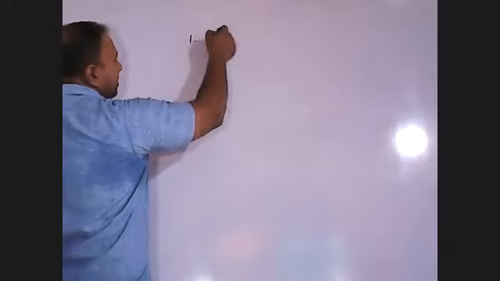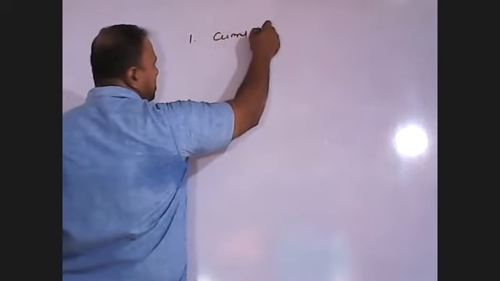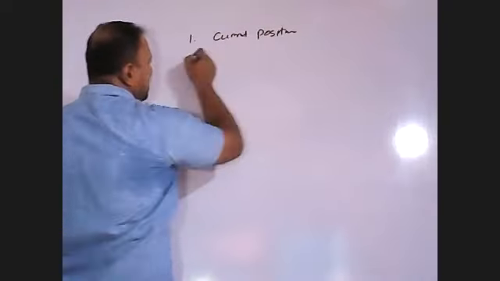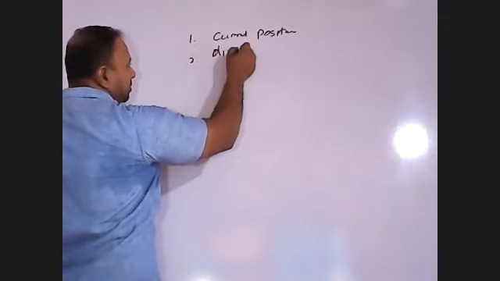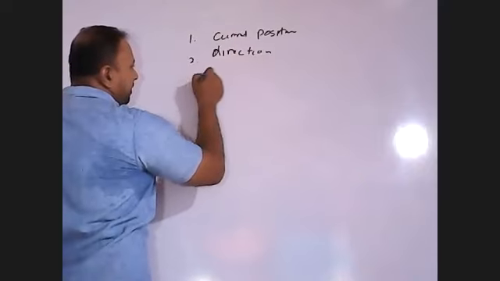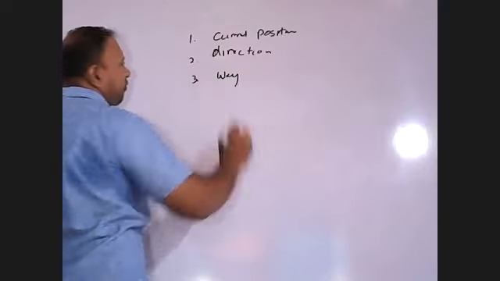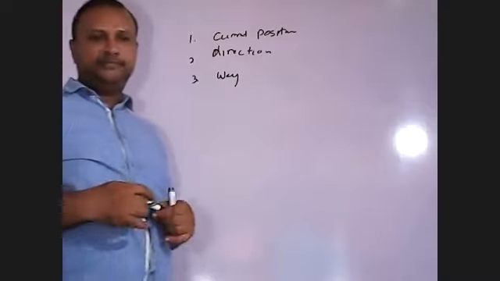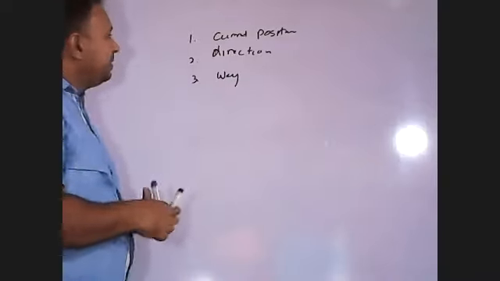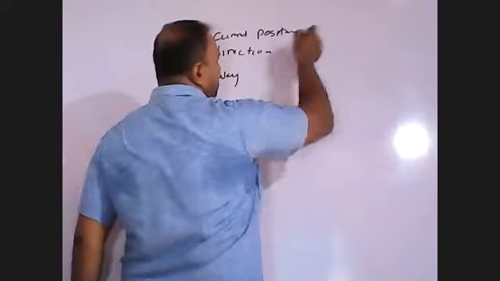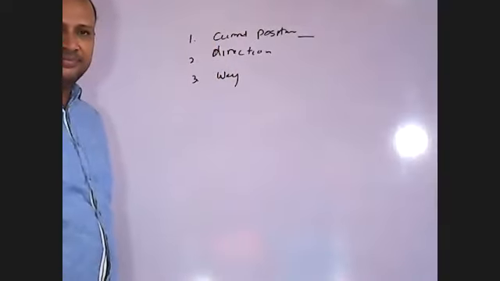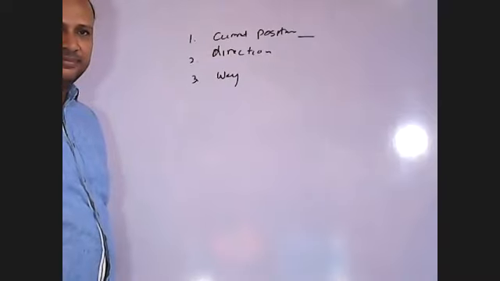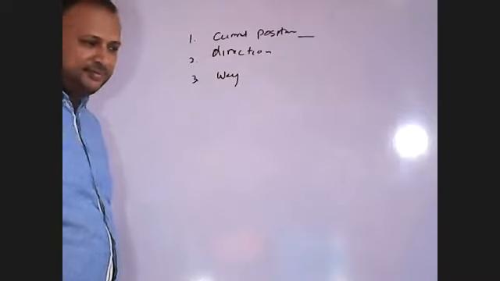So what are the three factors? First one is current position. Second one is the direction of motion. Third one is the way of moving. So what is the deciding factor of current position? Positive or negativeness of displacement.